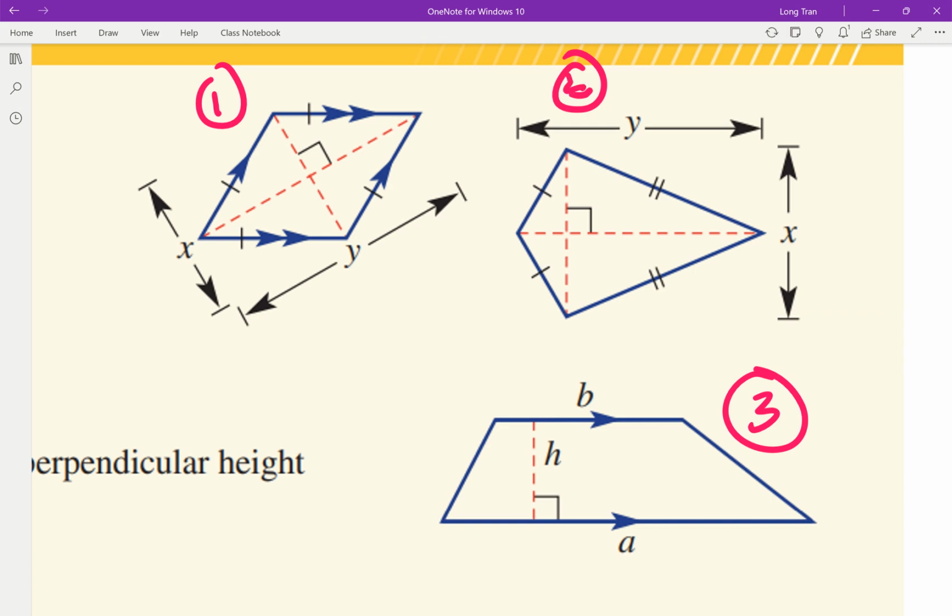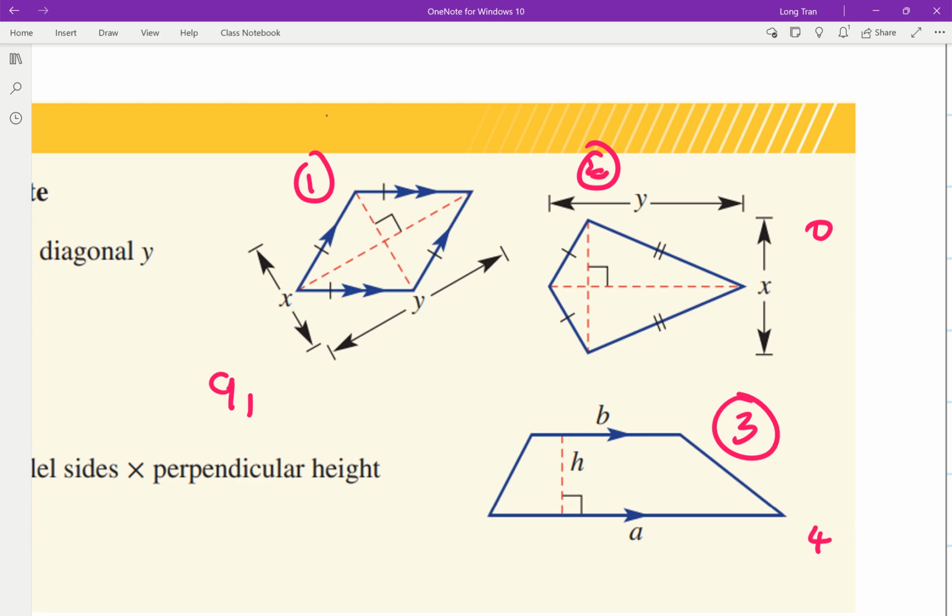We've got a mixture here. Hands up for number 1. 1, 2, 3, 4, 5, 6, 7, 8, 9. So we've got 9 people for shape 1. What about number 2? Hands up if that's a rhombus. We got 0, so it's definitely not. And how many for shape 3? About 4. The correct answer is 1.